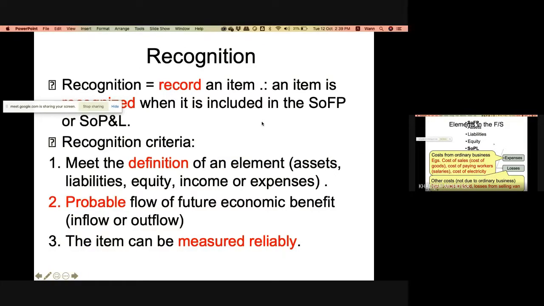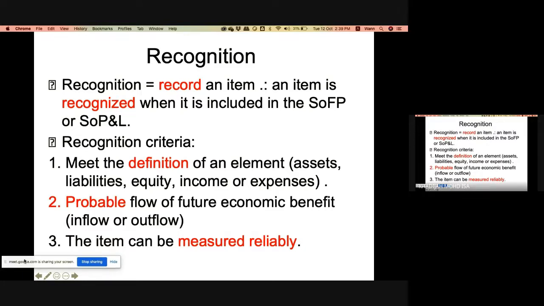Okay. Then is the recognition, how to record an item. An item is recognized when it's included in the SOFP or SOPL. In order for you to recognize, you have to look at the definition. What do you mean by an asset, liability, equity, income, or expenses? These are the things that we have discussed earlier, the concepts that you have to understand. And what are the probable flows of future economic benefit? This refers to your cash inflow and cash outflow. And in order for you to recognize, the item must be measured reliably.